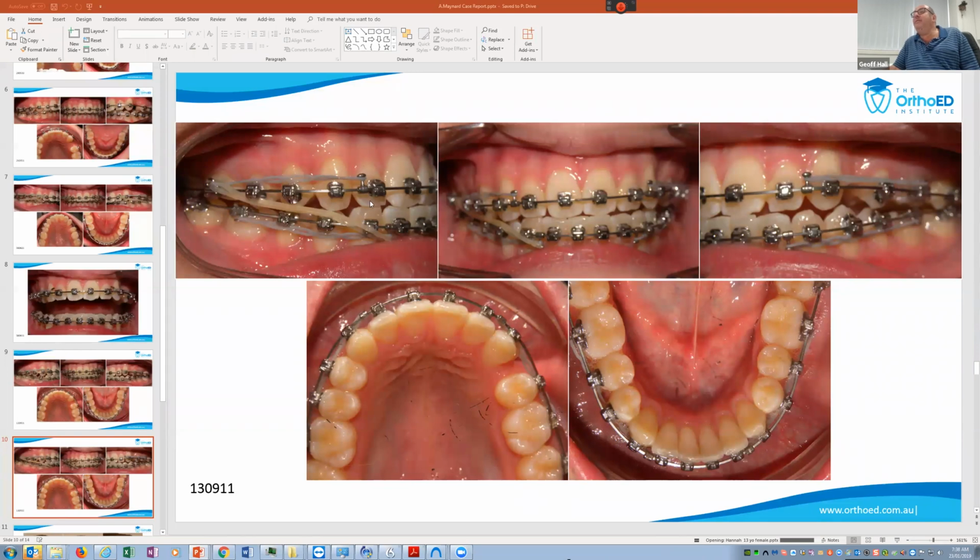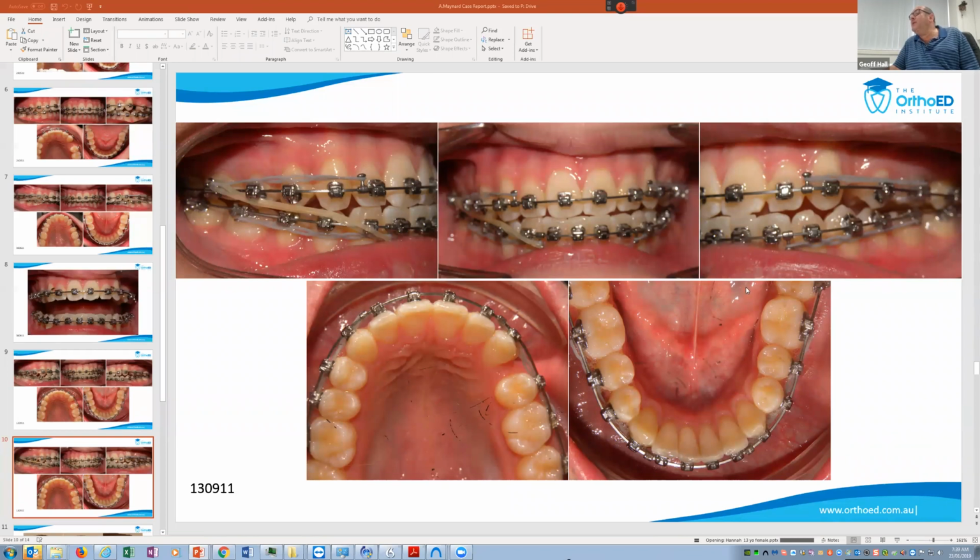Now, having said that, Philip, you're on a 1925 stainless steel, so you're probably going to get minimal side effects here. But if you were concerned by it, you might put a little bit of a bite turbo on that 6 to stop that 6 from extruding at all, because you don't have much overbite here, so you don't really want much extrusion. You don't want any extrusion of that molar, or else you're going to open the bite further.